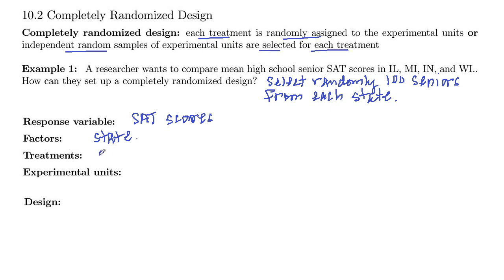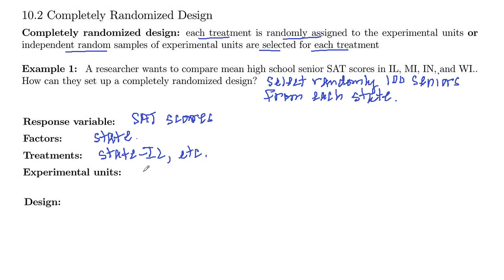So this is going to be variable value combinations. So state Illinois, state Michigan, state Indiana, state Wisconsin. So you've got 4 treatments.